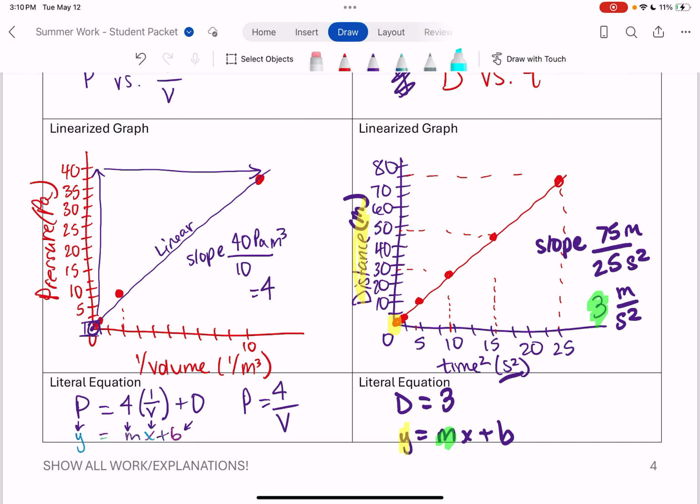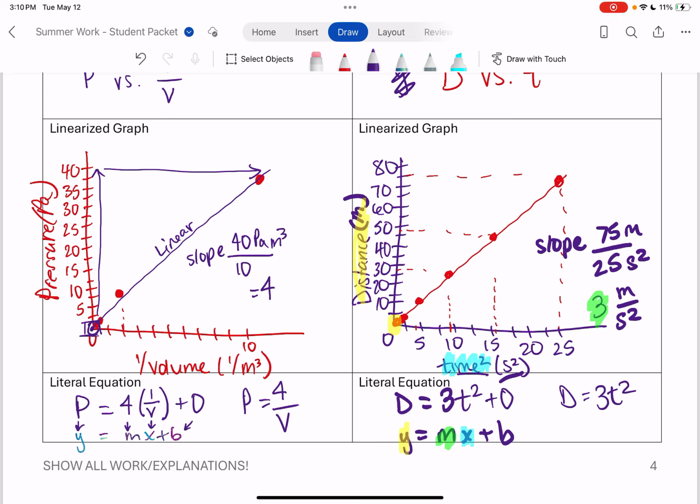Then we have to look at what's on our x-axis, which is time squared. It's not just time anymore. Another thing I want to point out, guys, make sure that in your literal equation, you're putting the variable, not the unit. The unit would be what's in the parentheses, like seconds or pascals or meters cubed. Make sure the variables are what you're actually measuring, like distance and time. So this is going to be 3t squared, because we squared our time, plus 0. Or we can just write d equals 3t squared. We don't have to have the 0 there.